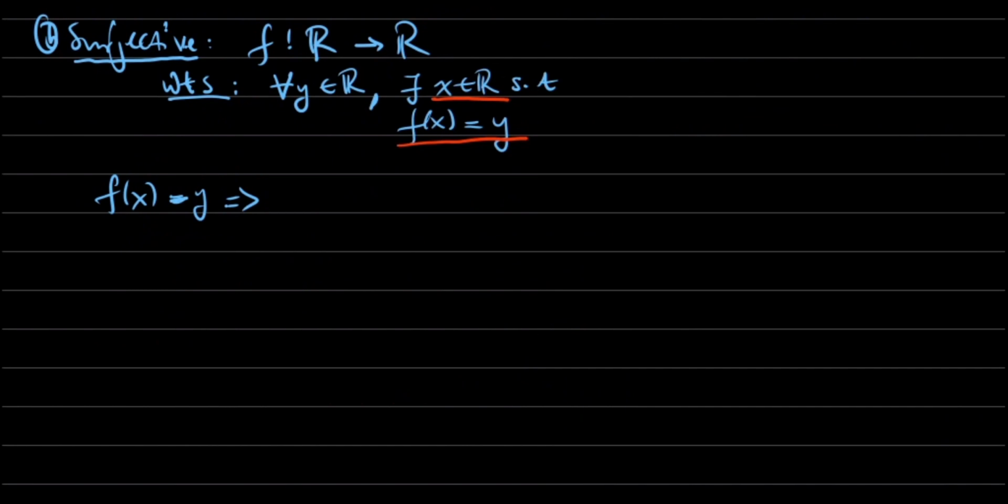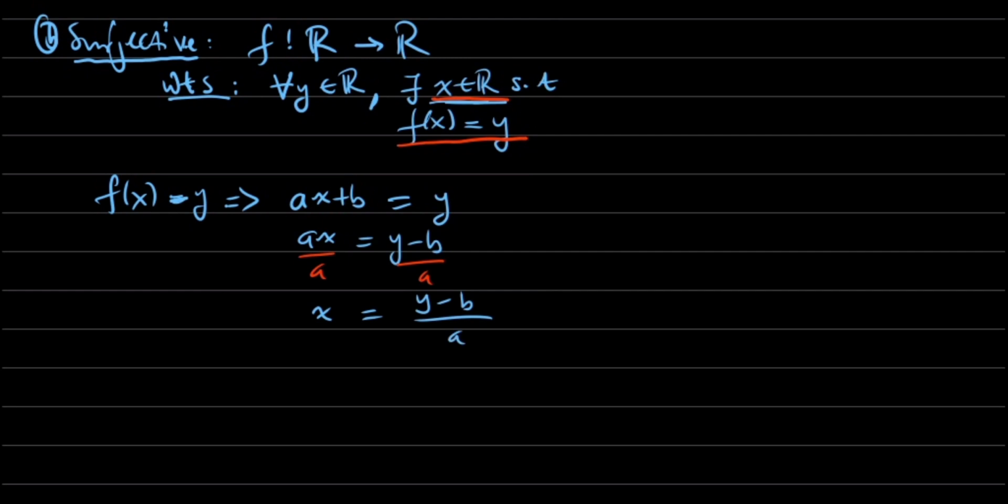Here we have that ax plus b, which is the definition of the function, equals y. So let's see if we can find x as a real number. So this is ax equals y minus b. We divide both sides by a. Again, this is possible because a is non-zero. So when we divide both sides by a, we'll be left with x equals y minus b over a. Now a is non-zero, so it is possible.